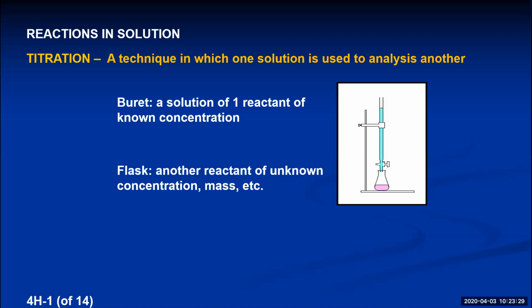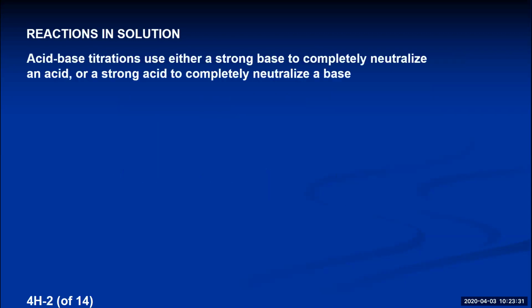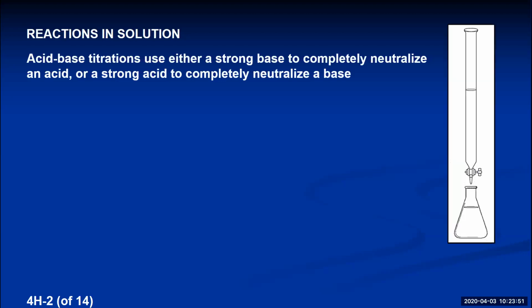In an acid-base titration, we use a strong base to completely neutralize an acid that may be in the flask below, or we use a strong acid in the burette to completely neutralize a base that's in the flask below. Whichever you put in the burette is usually the solution of known concentration, and we call a solution of known concentration a standard solution.